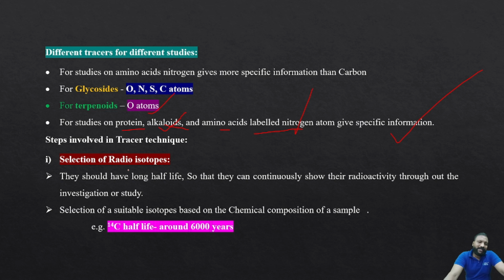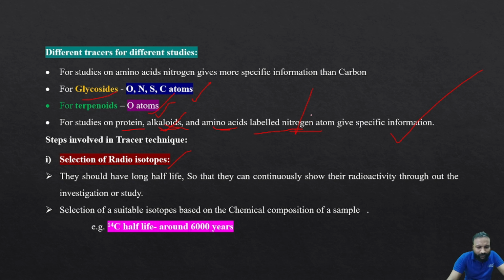Coming to that, we need to know how the tracer techniques are carried out and how these are performed, so nothing but the steps involved in the tracer technique. First one is selection of radioactive isotopes. Why have I placed different atoms for glycoside, why oxygen for terpenoid, why is nitrogen required for protein, alkaloids and amino acids? Simple, with respect to their chemical composition, because we have specific atoms.